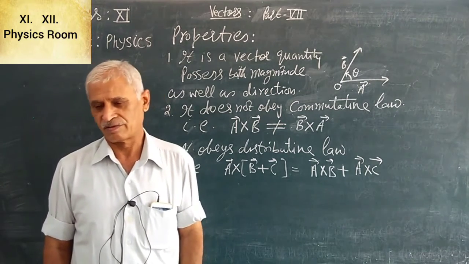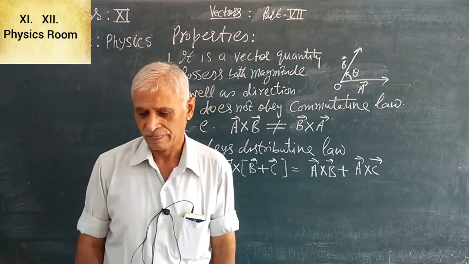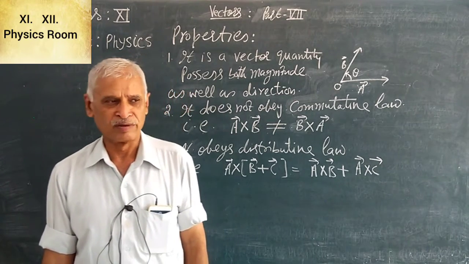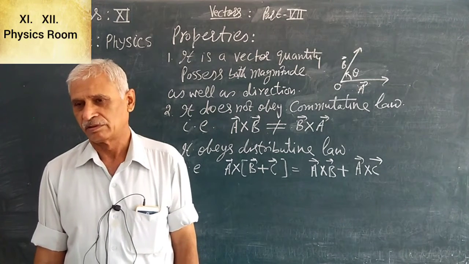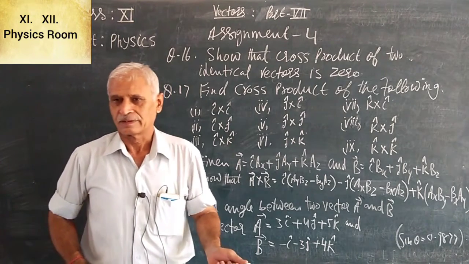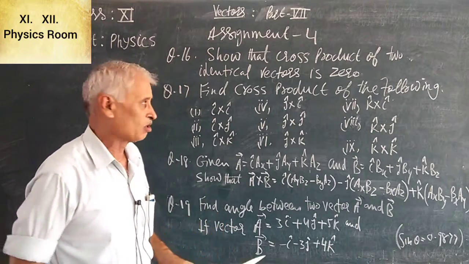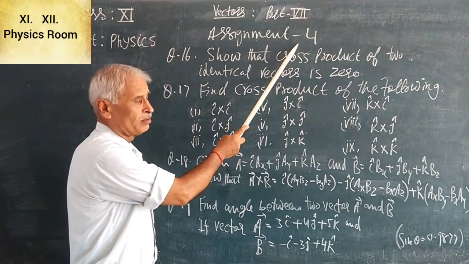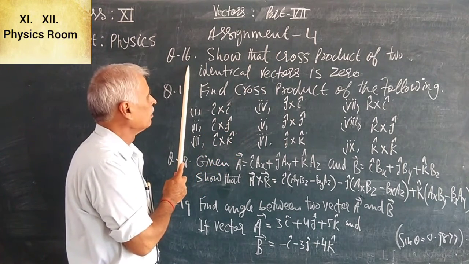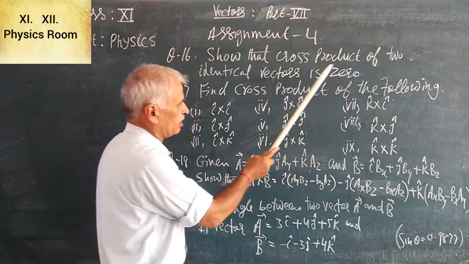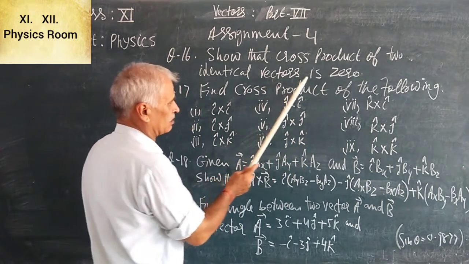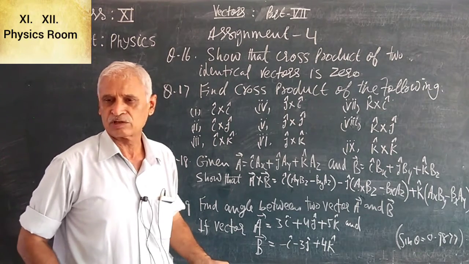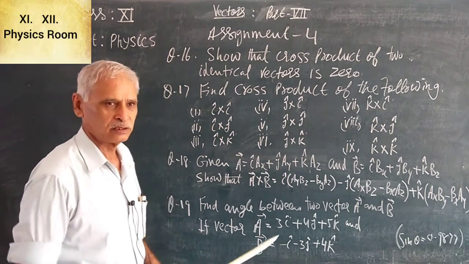Now after this, we have to solve some problems, numericals, as usual, in continuation of assignment number 4. So we will take up some questions on cross product. Question number 16: show that the cross product of two identical vectors is 0.